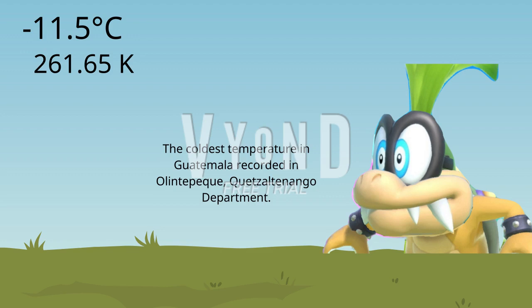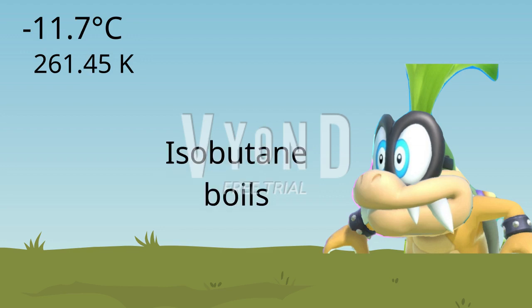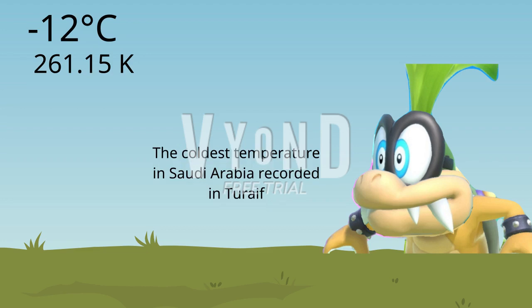The coldest temperature in Guatemala is -11.5 degrees Celsius, or 261.65 Kelvin, recorded in Olintepeque, Quetzaltenango Department. Isobutane boils at -11.7 degrees Celsius, or 261.45 Kelvin. The coldest temperature in Saudi Arabia is -12 degrees Celsius, or 261.15 Kelvin, recorded in Tarif.